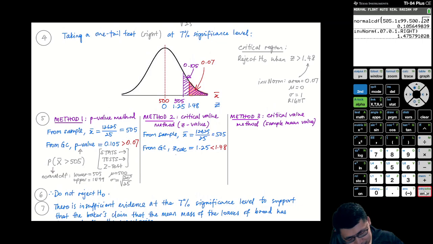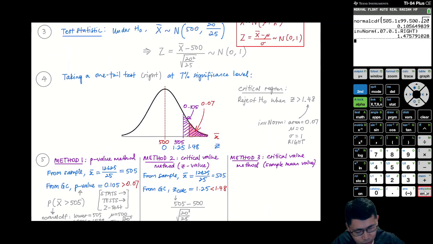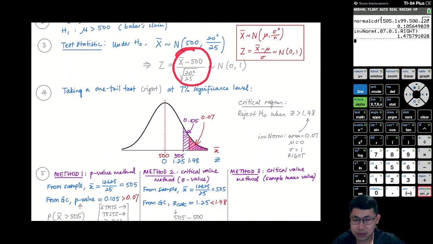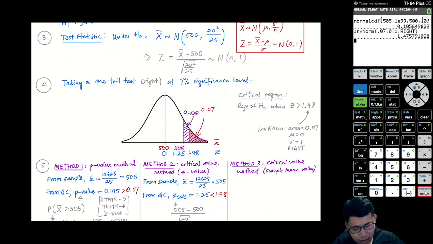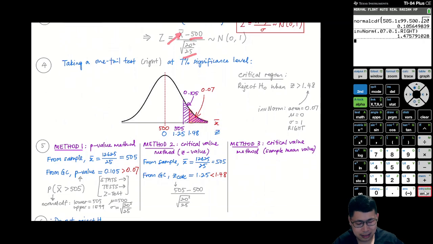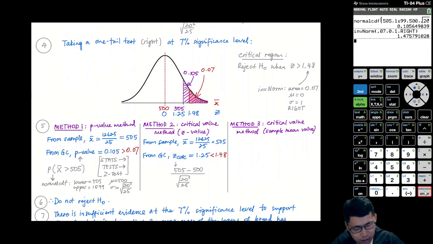So this z calculate is 505 minus the mean 500 over this number over here, so 20 over the standard deviation, which is 20 square over 25, whole thing square root. This one follows this particular formula. I will need to sub in my x bar. My x bar is 505. So 505 minus 500 over this, and this value gives me my 1.25.